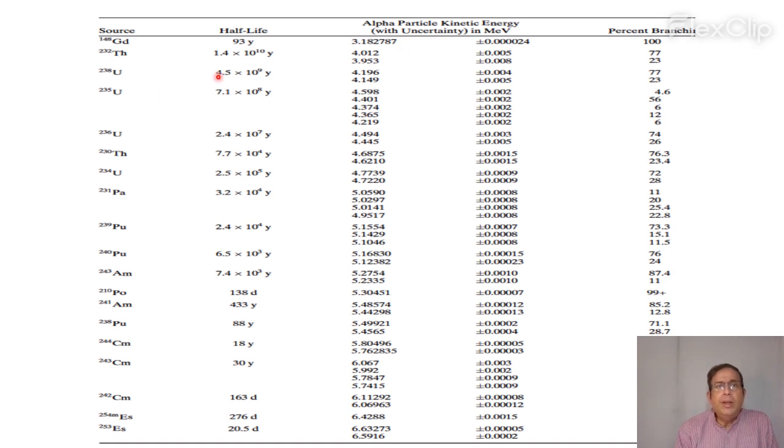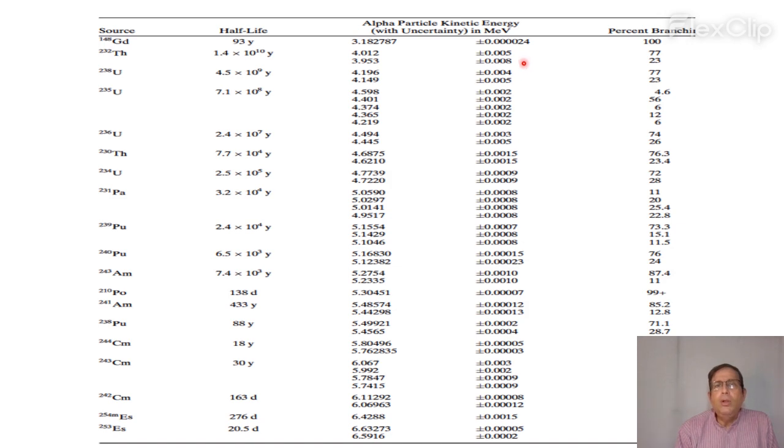Whereas in case of thorium, which has a half-life of 1.4 × 10^10 years, two different channels are there, with probability or percent branching of 77 and 23%. So one branch of alpha particle has an energy of 4.012 MeV, and the other branch has an alpha particle energy of 3.953 MeV. So 23% of alpha particles are produced with 3.953 MeV, and 77% of alpha particles are produced with 4.012 MeV.